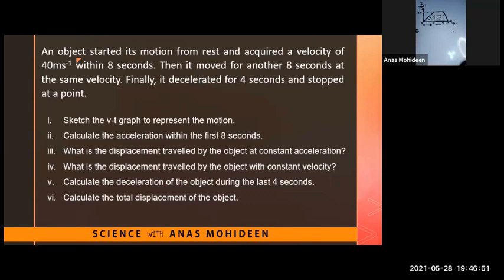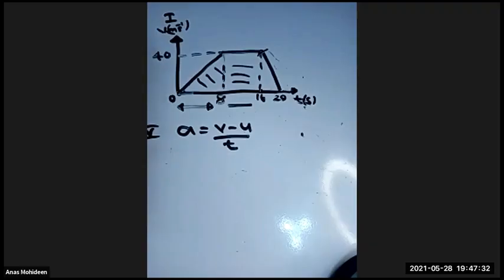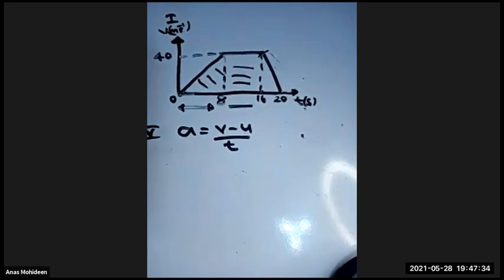Calculate the deceleration of the object during the last 4 seconds. How to find out the deceleration? Deceleration is the negative acceleration. So the same method, you have to apply a equals v minus u over t. Finally, you get the answer in a minus value, a negative value.